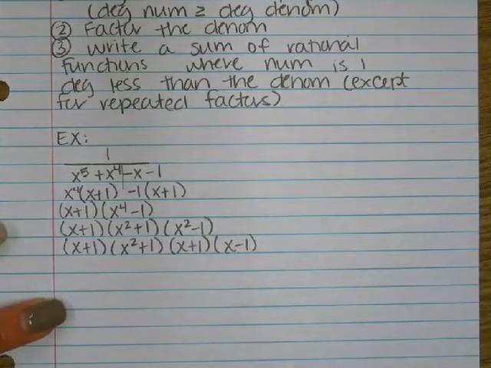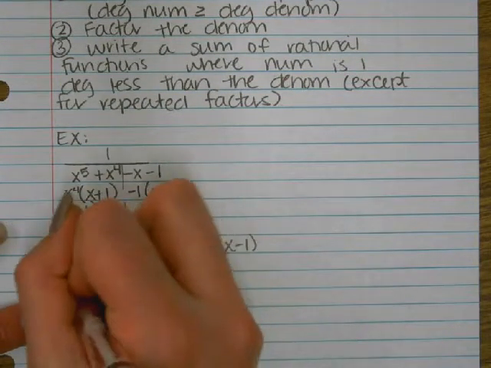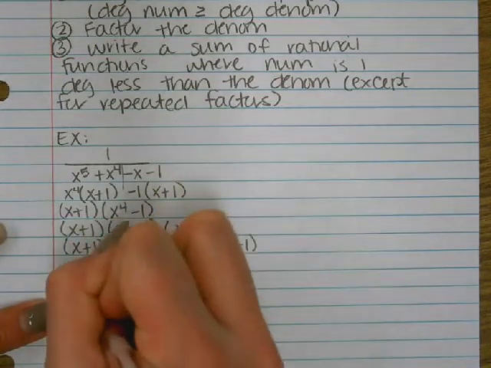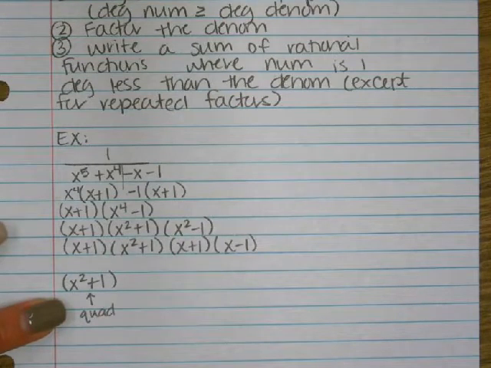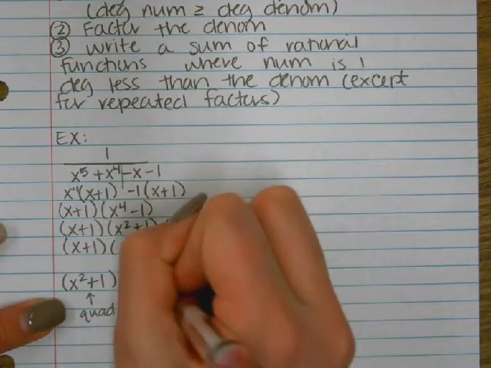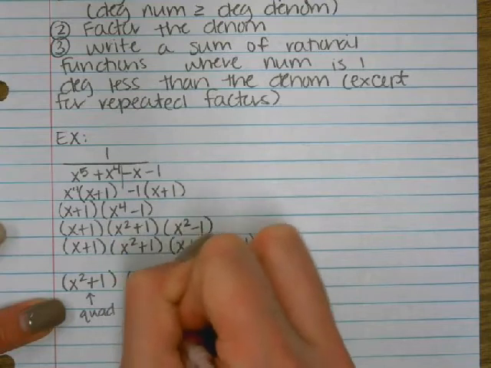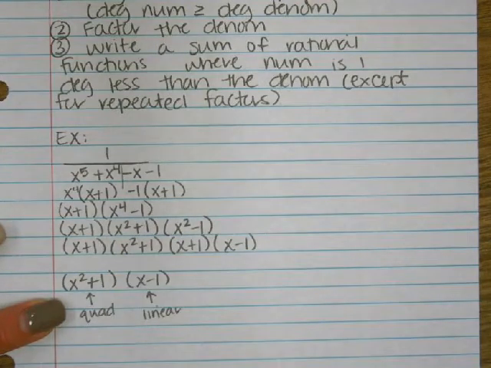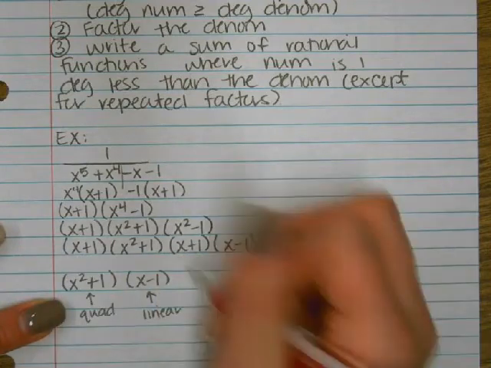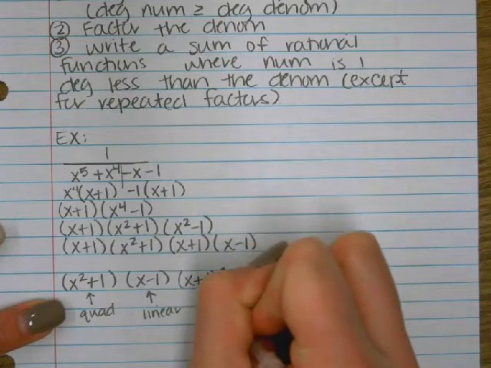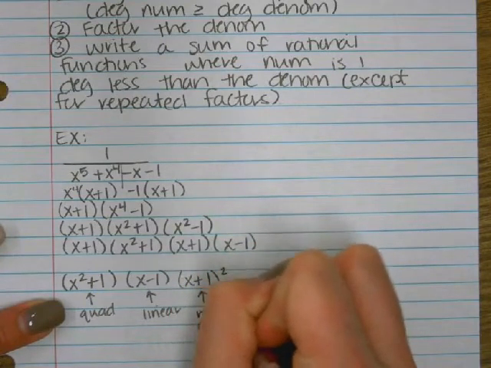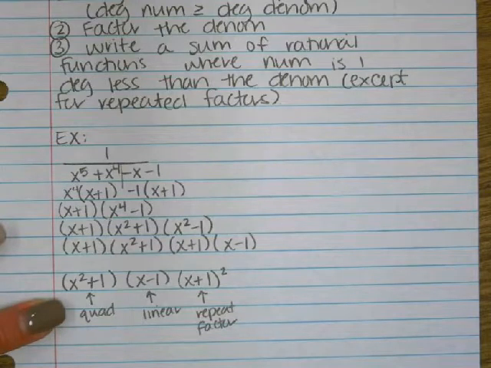Okay, so now I'm going to think about all the different factors that I have. I have a factor that's x squared plus 1. This factor is quadratic, or it has a degree of 2. I have a factor of x minus 1. That factor is linear. It has a degree of 1. And then I have the repeat factor, x plus 1, so I'm going to write this as x plus 1 squared, and I'm going to say that this is a repeat factor. So it has a degree of 2, but we're going to treat it like it has a degree of 1. We're going to ignore that a little bit.